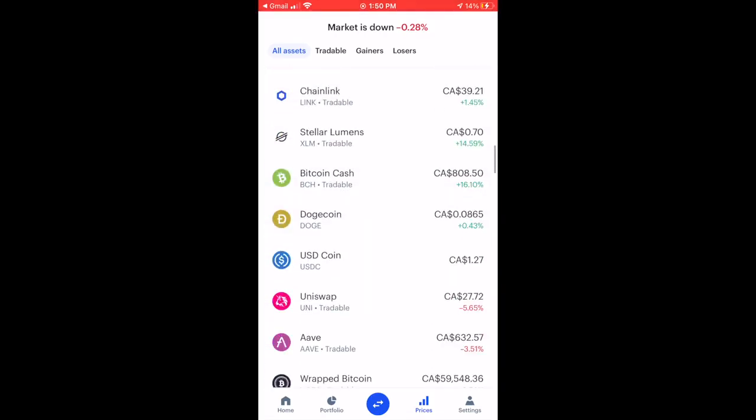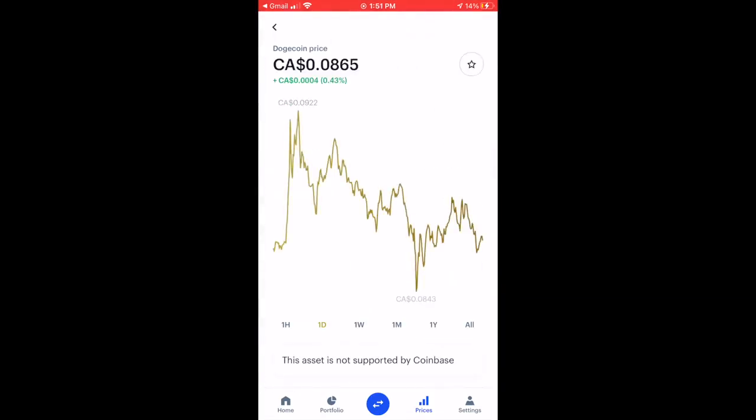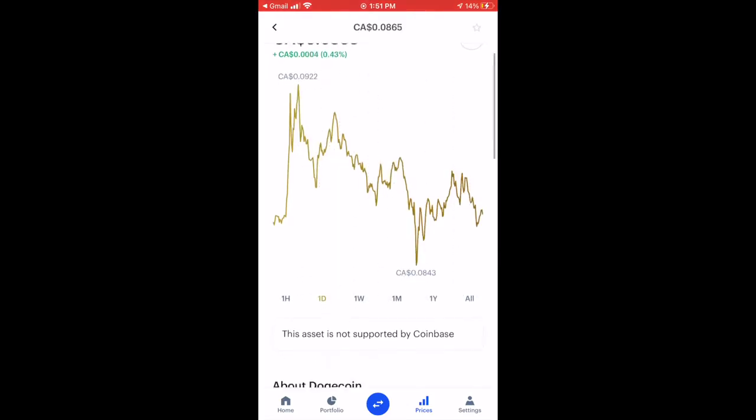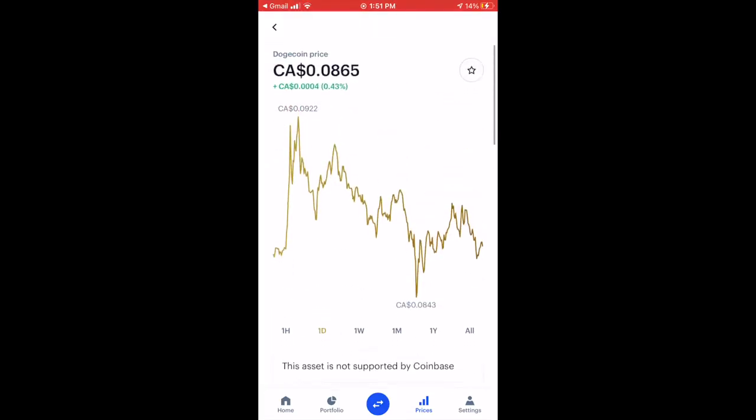I don't know if you guys have heard about Dogecoin, but this is basically a meme coin that people just buy for fun. Now this coin obviously is very risky, and the only reason people are buying this coin is because Elon Musk is talking about it a lot, just as a joke. But this is actually not a good coin to buy, so let's go back.